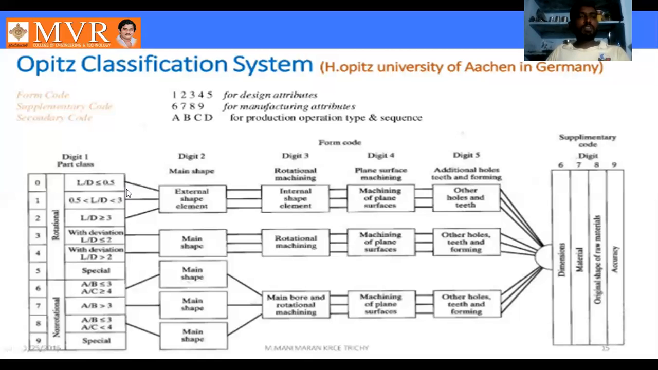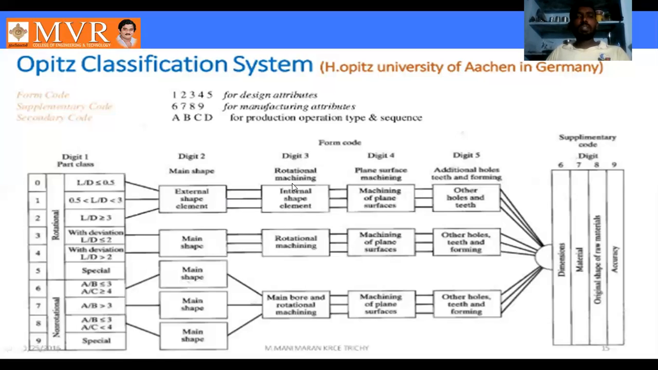So first of all, we can choose 1, 2, 0, 1, 2, 3. So it is an external shape element 1, that is the main shape 1. So we are getting main shape, you can go for rotational 1. So internal shape element 1, it is the external shape main shape 1. After then we can go for internal shapes.